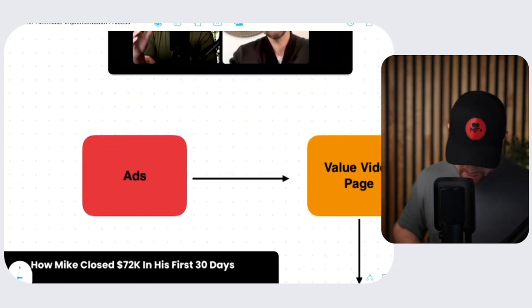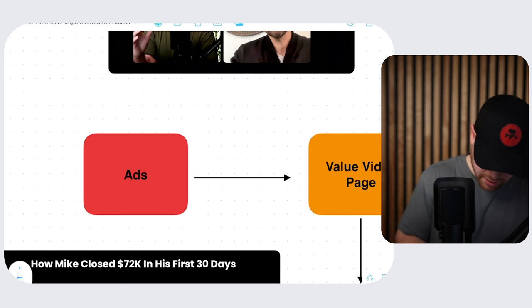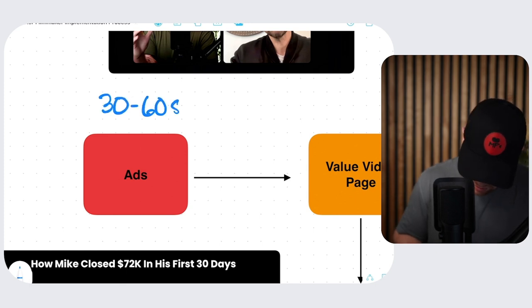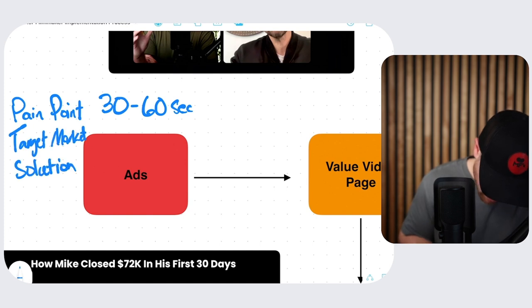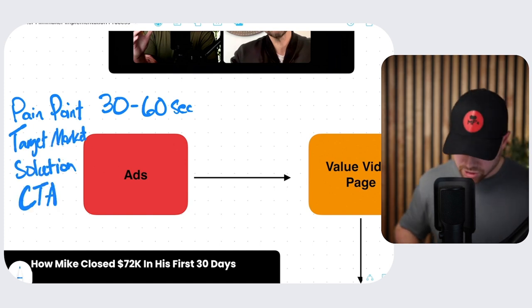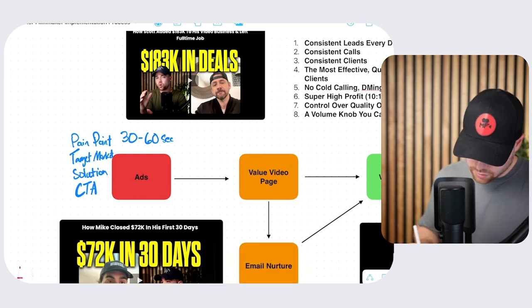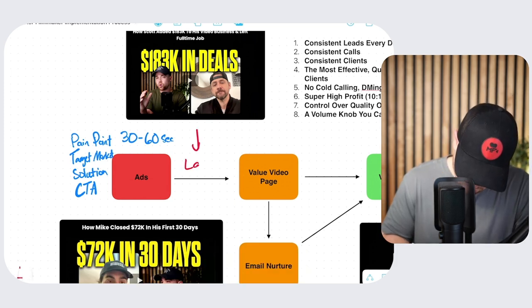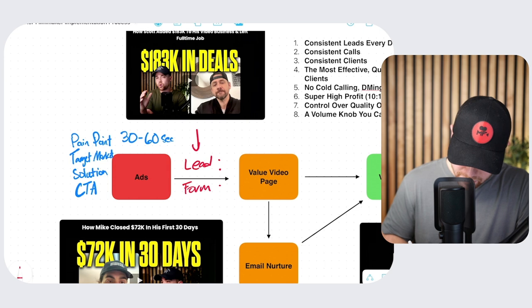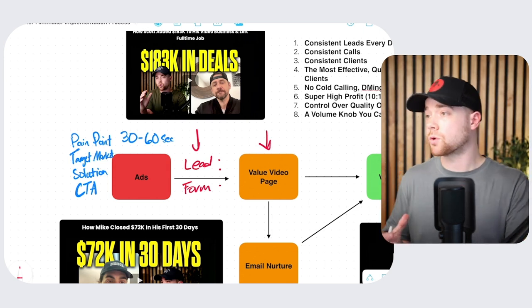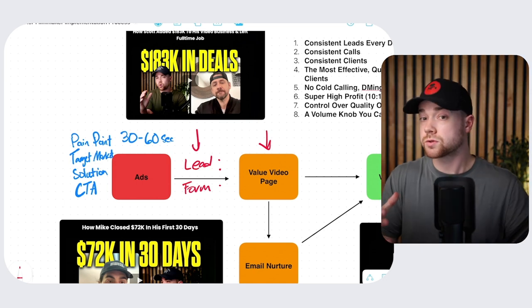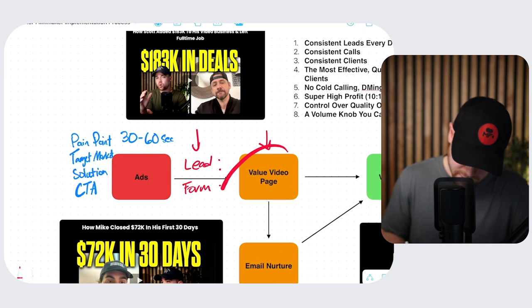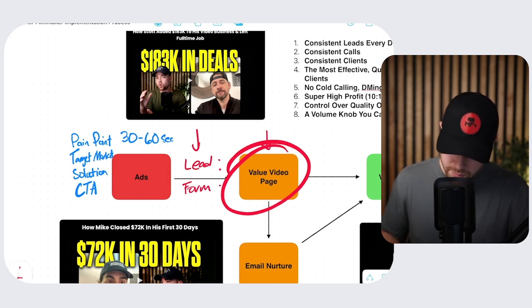First thing we focus on is ads, right? The ad is typically going to be 30 to 60 seconds, and it's going to talk about a pain point, target market, your solution, and then a CTA, which is calling them to action. Then we drive those ads to a lead form right here where we collect their name, email, and phone number. That drives them to what we call a value video page, where we have a video going over exactly what you do, how you help your clients, and how you turn those clients into calls.